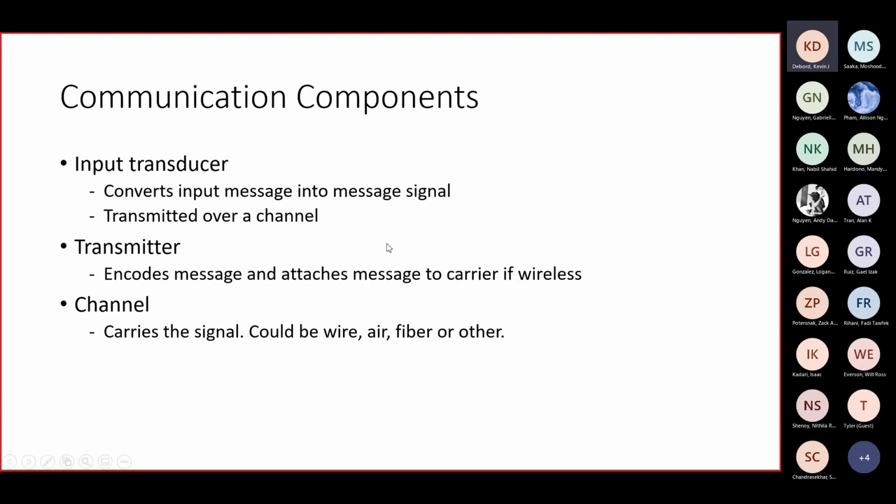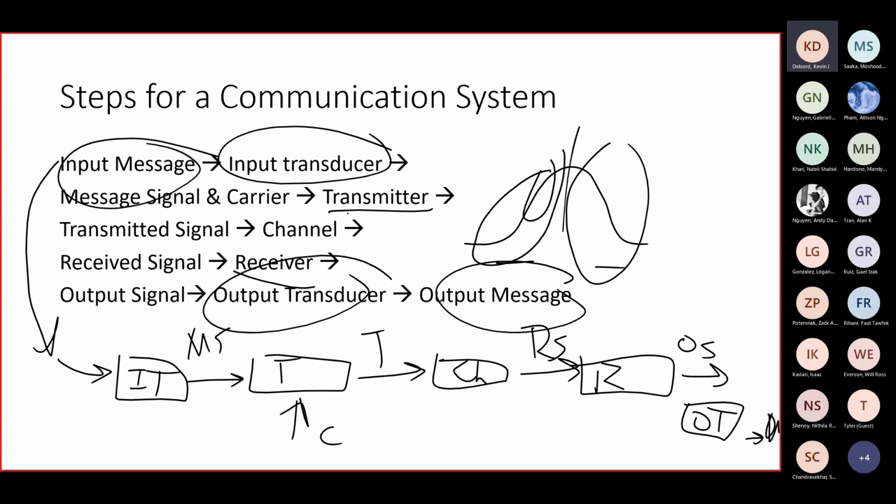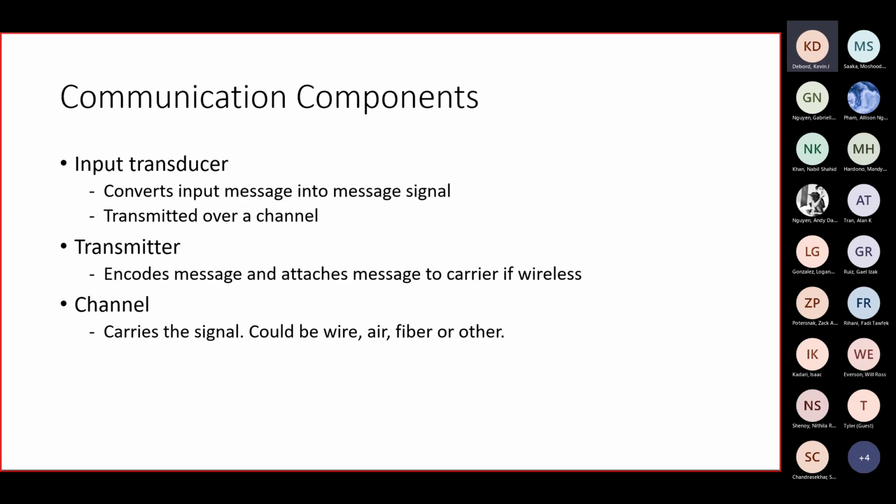Okay. Communication components. We just talked about these, but now we're going to go in a little more detail. The input transducer will convert a message into a message signal, and it's transmitted over a channel, right? And the channel could be air, fiber, wire, anything. I've heard some communication systems wanted to try to use water. That never went through for whatever reason, probably because it's very dense. The transmitter encodes the message with an encoder, funnily enough, and attaches a message to the carrier if it's wireless. If it's not wireless, I guess it doesn't attach it to a carrier because there's no frequency to modulate.